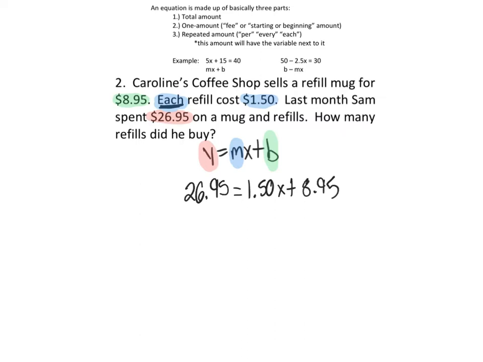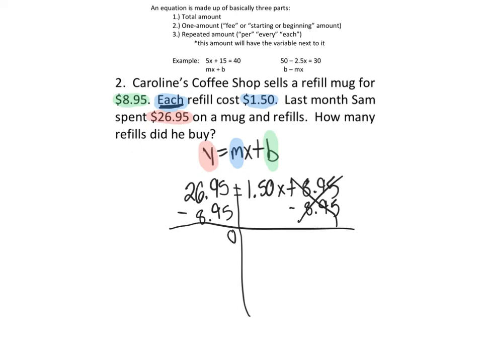Now we get to solve this just like normal. Draw a line down the equal sign. Again, we start with the thing that does not have the x with it. So since 1.50 has the x with it, we have to start with $8.95 first. So this is plus $8.95, so we're going to do minus $8.95. We do the opposite. What we do to one side, we do to the other. This side cancels out. We have to subtract over here.